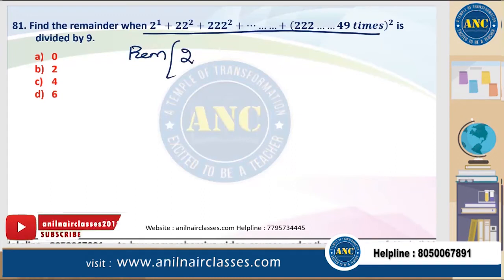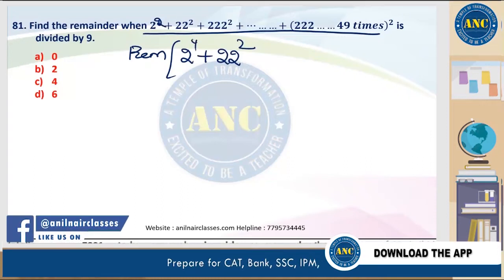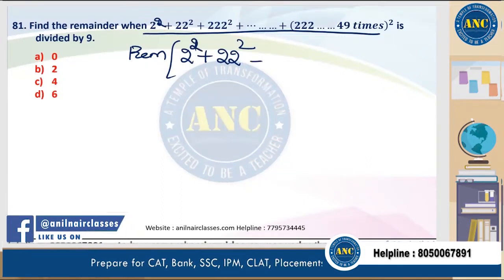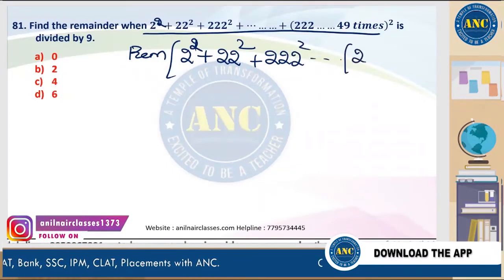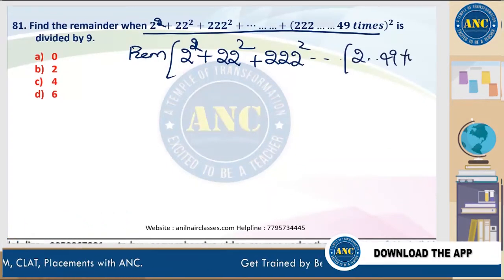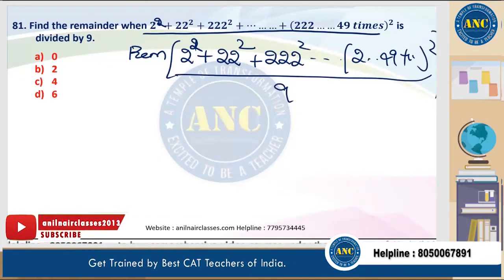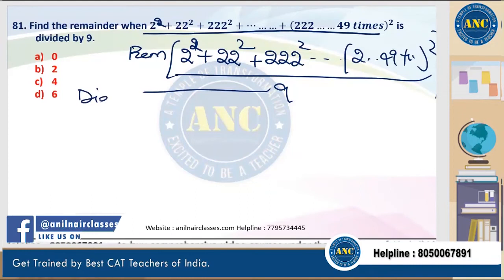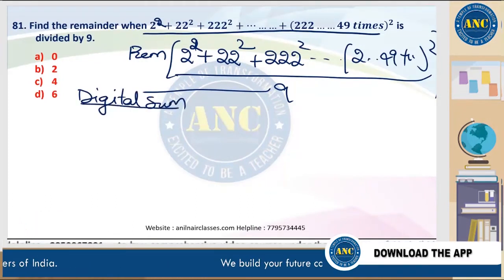Remainder 1. 2 power 1 plus 22 power 2. I think it is 2 power 2, sir. Anyway, I'll check. 2 power 2 plus 22 power 2 plus 222 power 2 plus 2 written 49 times, whole square, divided by 9. Dividing by 9 is nothing but the digital sum. So what is the digital sum?